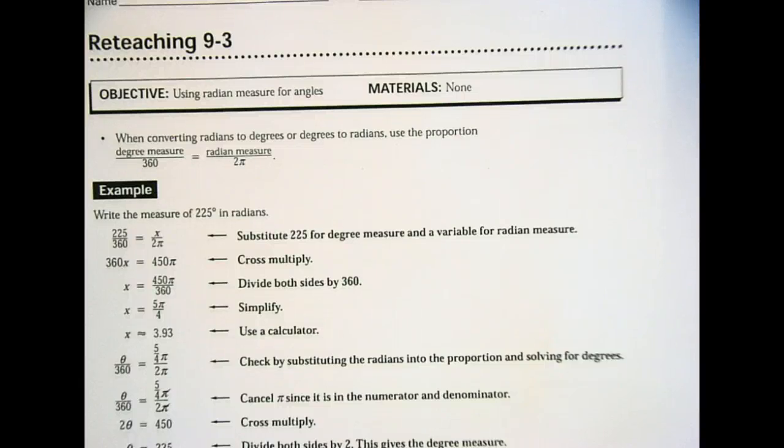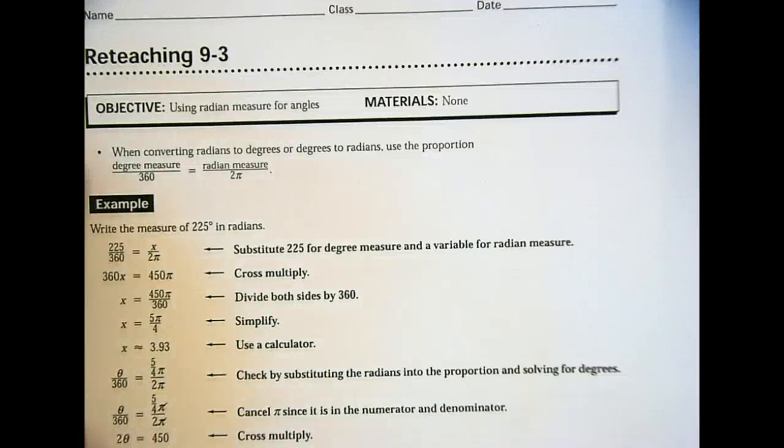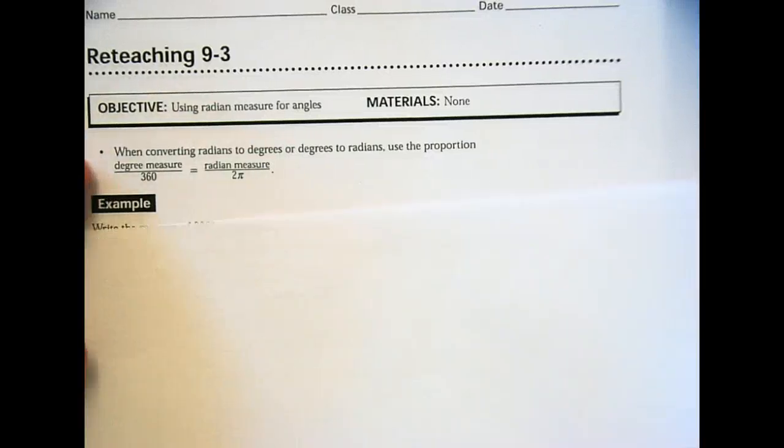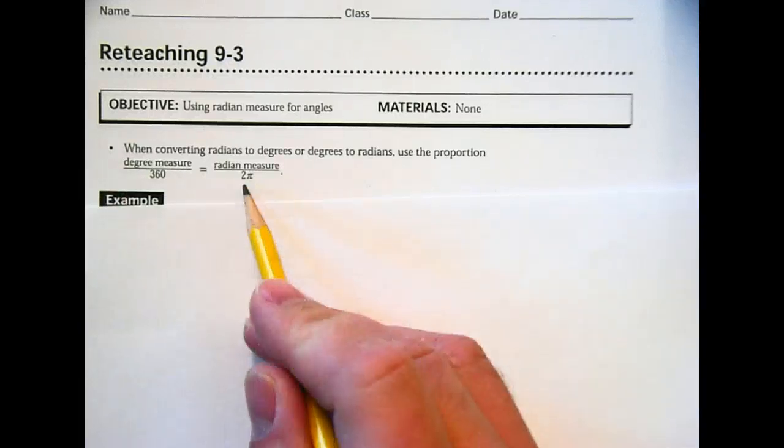Okay. Hey, take a look at the worksheet you have here, converting radians to degrees and degrees to radians. I want to go through a couple problems with you. Okay, let's do one of each. All right. Notice the conversion they give you up at the top on this example. They say your degree measure over 360 equals your radian measure over 2 pi.